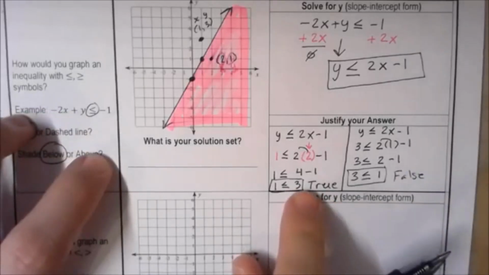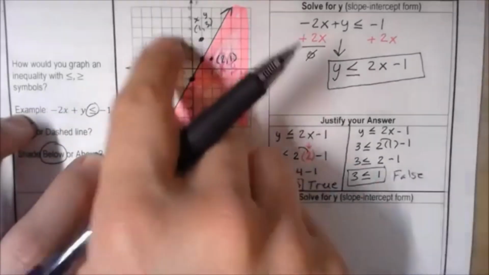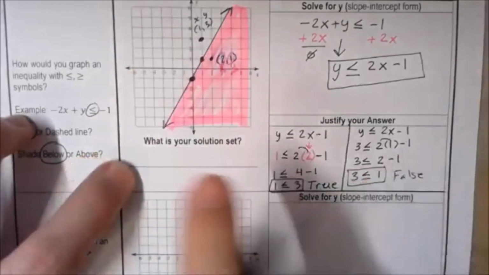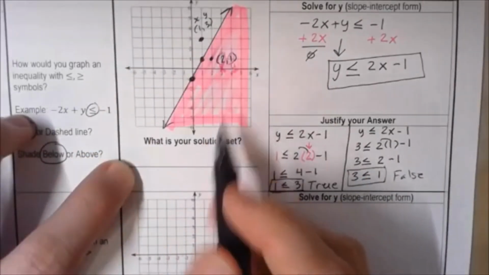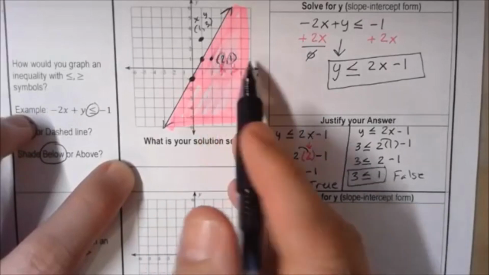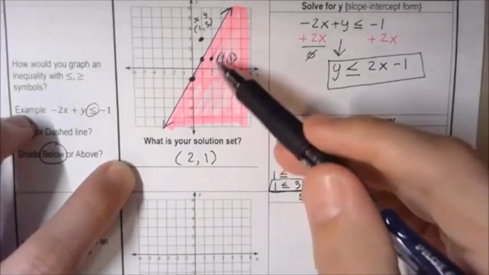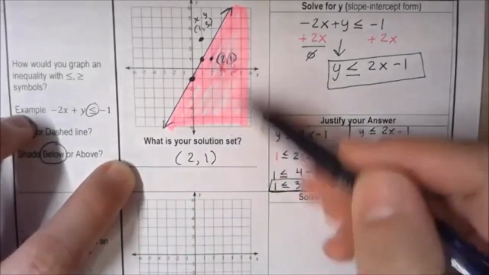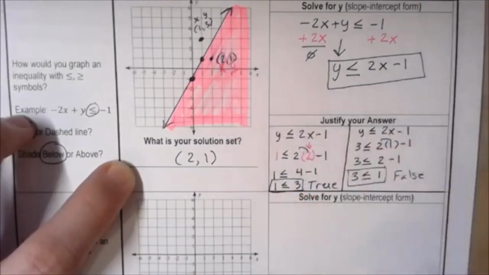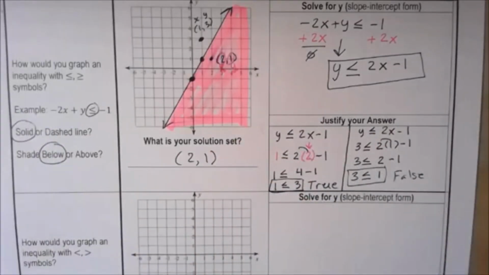We got a true answer, right? And we confirmed by checking a 1 over here to make sure that it was false. So now I'm going to put my solution set. The one that I chose to use was 2, 1. So my solution set was 2, 1. But remember, any point that's on this side of the graph or below the graph would have given you a true statement. Let's go ahead and look at our next problem.